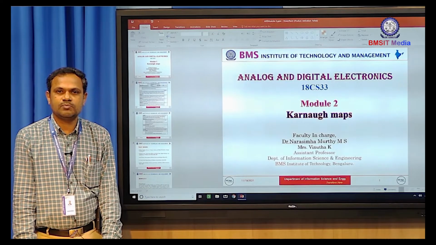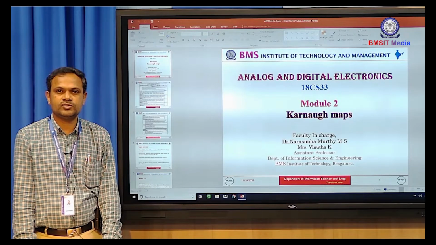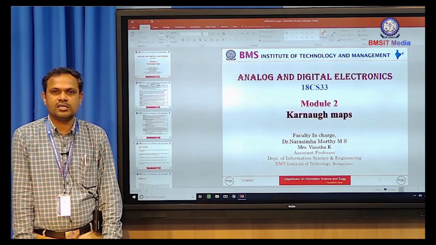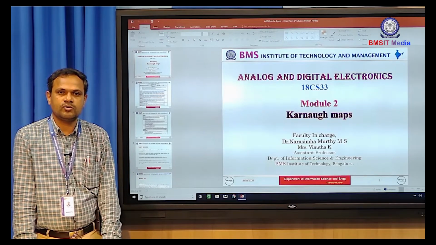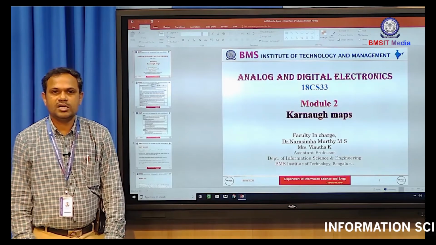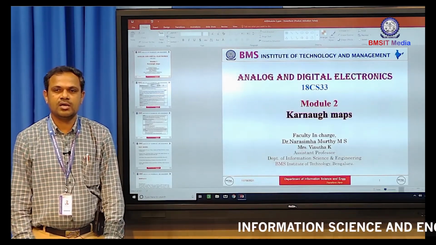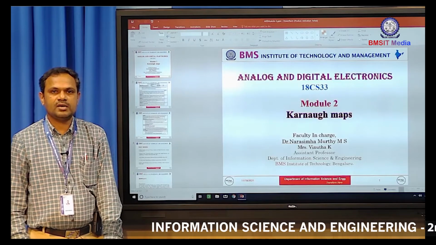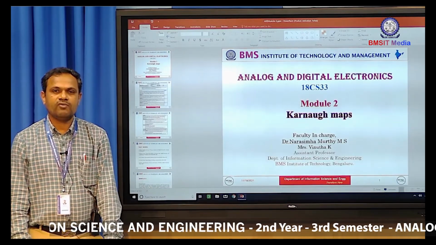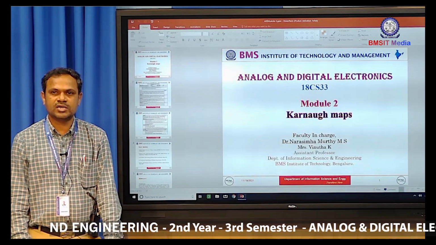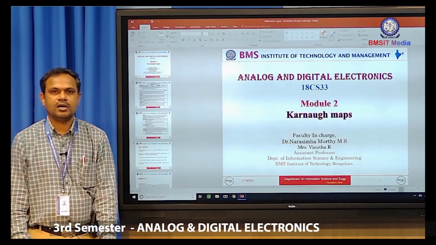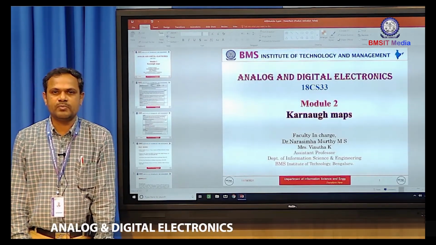K-map is one simplification technique which is used in digital electronics to simplify the given Boolean algebra expression or the given Boolean function. Now, what is a Boolean function? A Boolean function is a function having variables present. A variable I can also call in digital electronics a literal. This may be present in an expression either in its normal form or complement form.